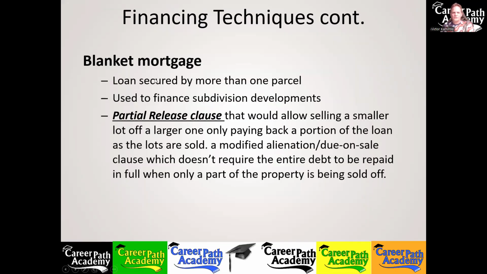So a blanket mortgage is a loan secured by more than one parcel. It's used to finance subdivision developments, and it has that partial release clause, which works like a modified alienation or due on sale clause in the note. Normally, when you sell or transfer the ownership of a property, the loan needs to be paid off in full. But this version of a modified alienation clause says that it's not due on sale. You could just pay it off in segments as parts of the overall lot are sold off of the larger one. You pay it back in pieces.